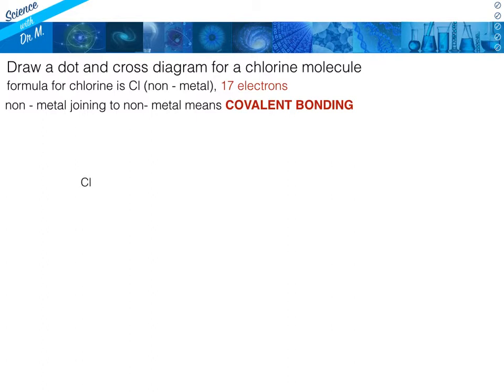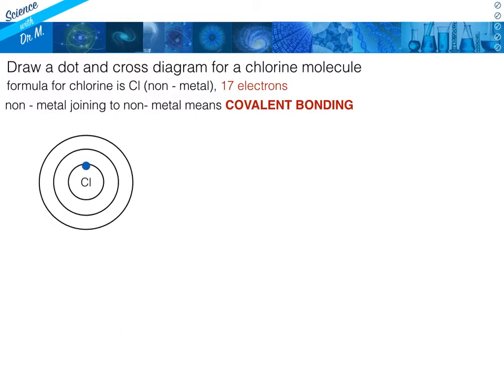Now, let's draw our chlorine, our starting position. So there's our chlorine nucleus. Chlorine is in period 3, so it has 3 shells, and of course 17 electrons, 2 in the first, 8 in the second, and 7 in that third shell. So we have one space there which needs to be filled by another electron. Okay, there's our space.